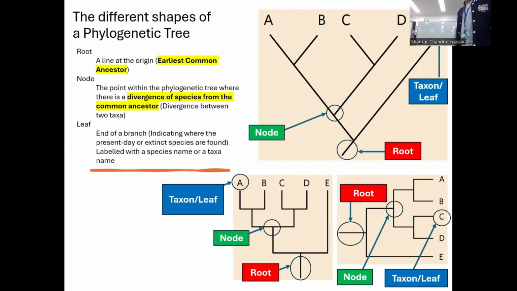Any confusion here? It's going to be very important for you to be able to remember these three features of any phylogenetic tree: the root, the node, and the leaves. When it comes to the branches, you can simplify it as being any line within the phylogenetic tree. But the nodes are the most important part, followed by the root and the taxon or leaf.